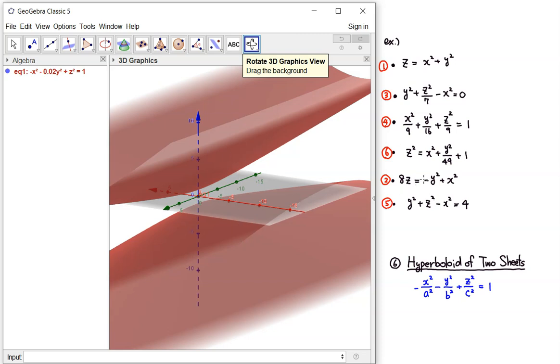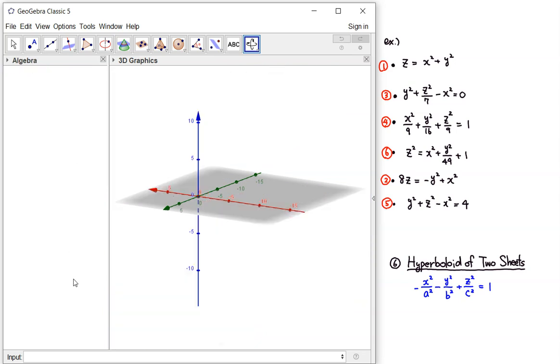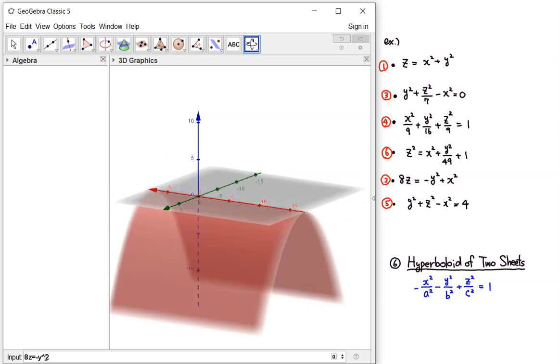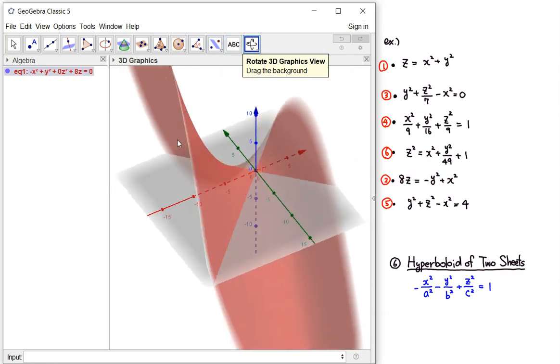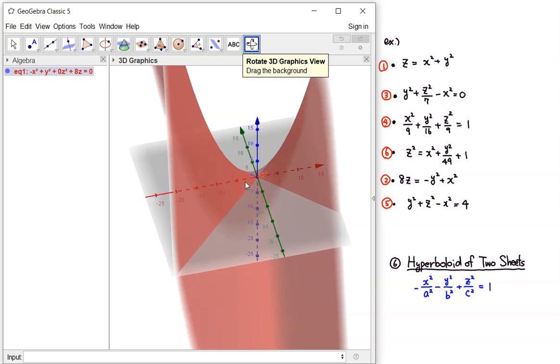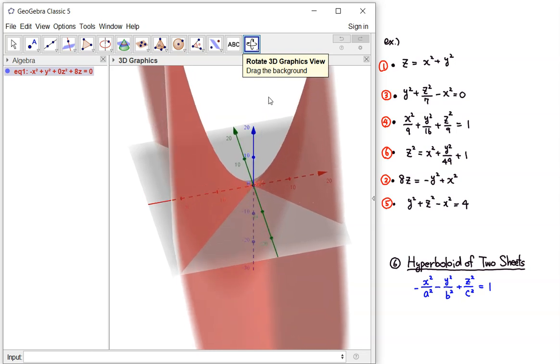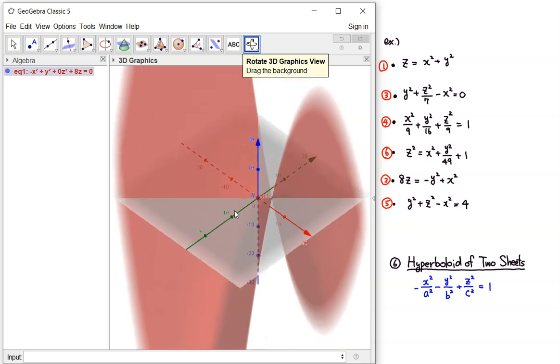All right, let's look at the next one. Here z doesn't have a square, so it's going to be a paraboloid. But this one has a negative sign, so it's going to be a hyperbolic paraboloid. So let's sketch that. I'm just typing it in almost exactly. So it's 8z is equal to negative y squared plus x squared. All right, so this is the hyperbolic paraboloid, and you can see that this looks like a saddle, right?